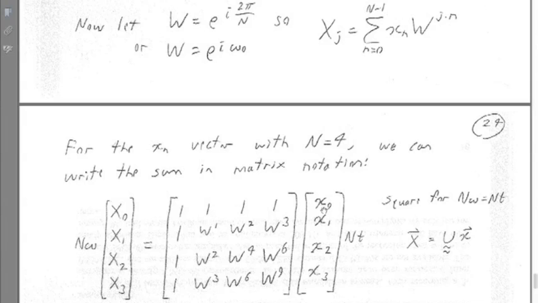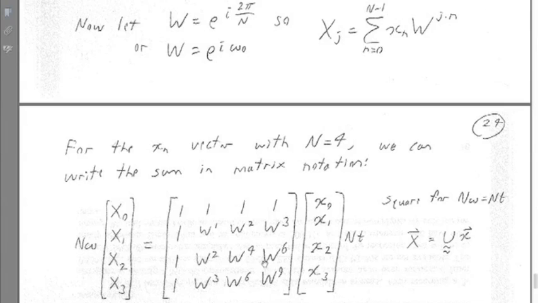So the X3 term, at frequency index 3, is the dot product of this column vector with the last row, the bottom row. So it's x0 times 1 plus x1 times W^3 plus x2 times W to the sixth power plus x3 times W to the ninth power. You can see how the exponent on W here is the row number times the column number. And here's another reason why I like using the C notation, because we do need to have exponent zero in the first column and the first row.